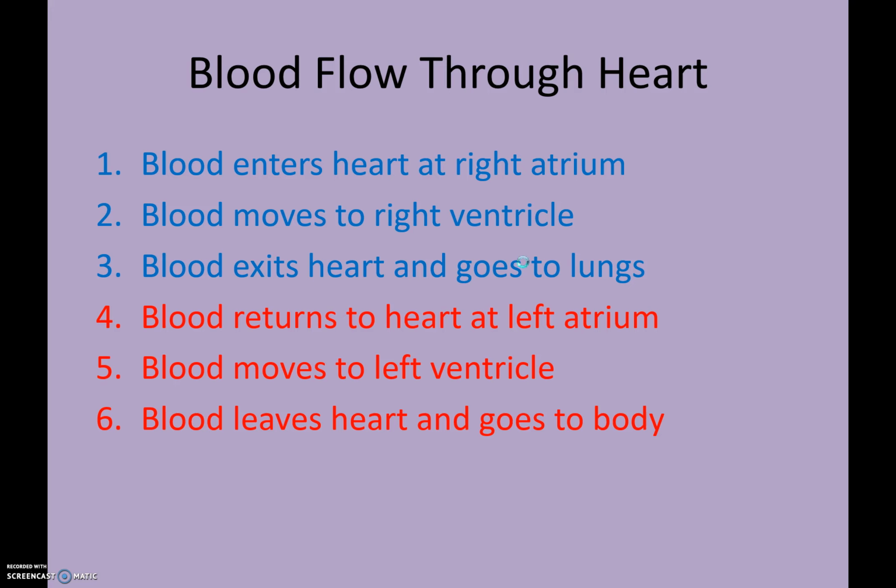So just to recap, blood enters the heart at the right atrium. Blood then moves from the right atrium to the right ventricle. Blood then exits the heart and goes to the lungs. Blood returns to the heart at the left atrium. Blood moves from the left atrium to the left ventricle, and then it leaves the heart and goes to the rest of the body.